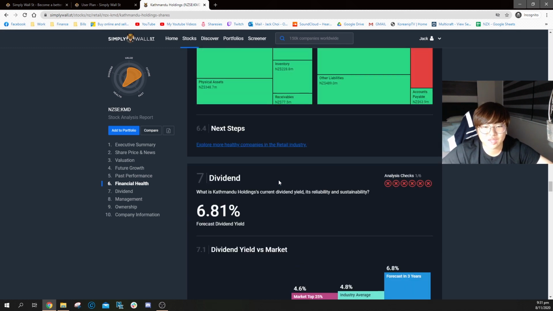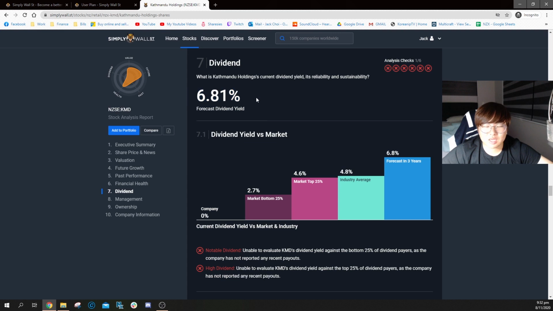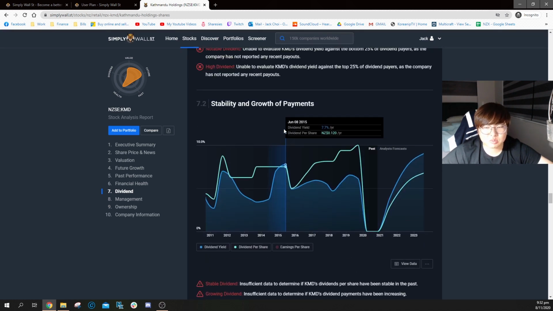I don't know what to call that. Dividends is always something people look into, obviously. Kathmandu being a retail company, you would expect some decent dividends because it is normally held as a dividend stock, but with the recent volatility, it is quite questionable to treat it like a dividend stock at the moment. You can see the track record of its dividends.